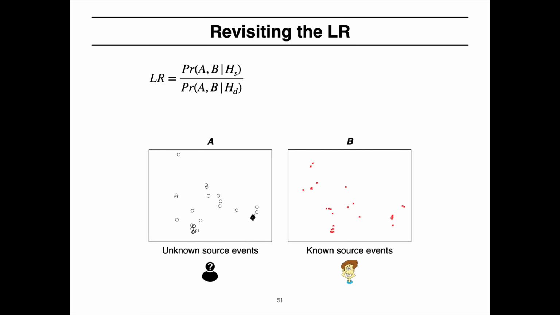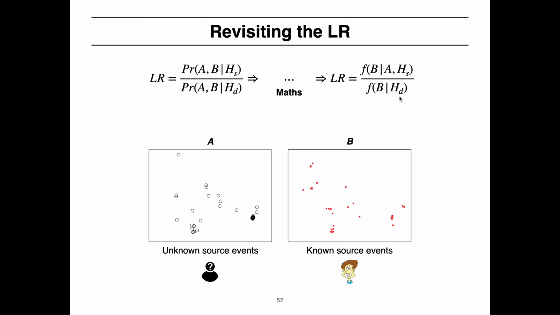Okay, so let's revisit the likelihood ratio. Remember, it's the probability of observing the evidence under the same source hypothesis divided by that same probability under the different source hypothesis, right? So here A is going to be our unknown source events, those black circles, and B is our known source events from a suspect, right? Those red crosses, for example. And you can do some math and reduce the likelihood ratio down to this conditional expression that I have up here on the right.